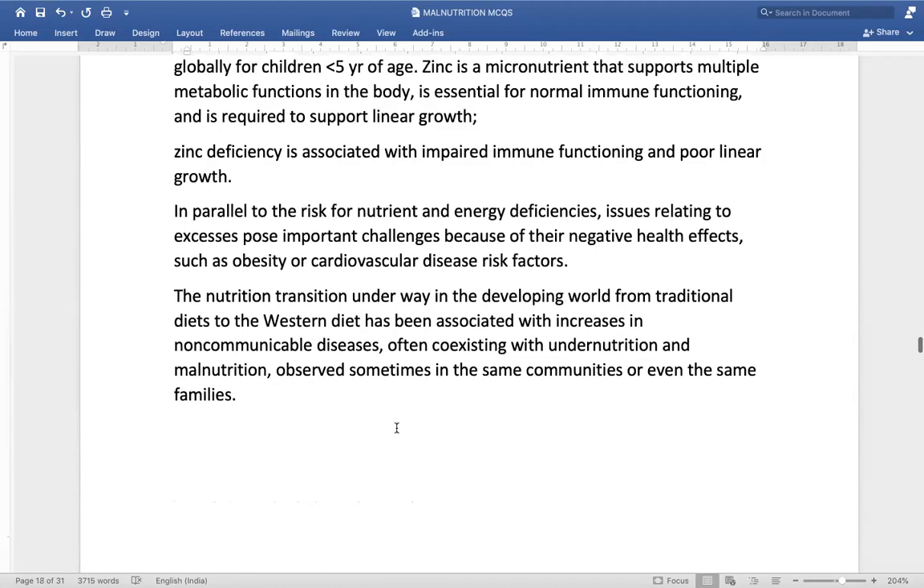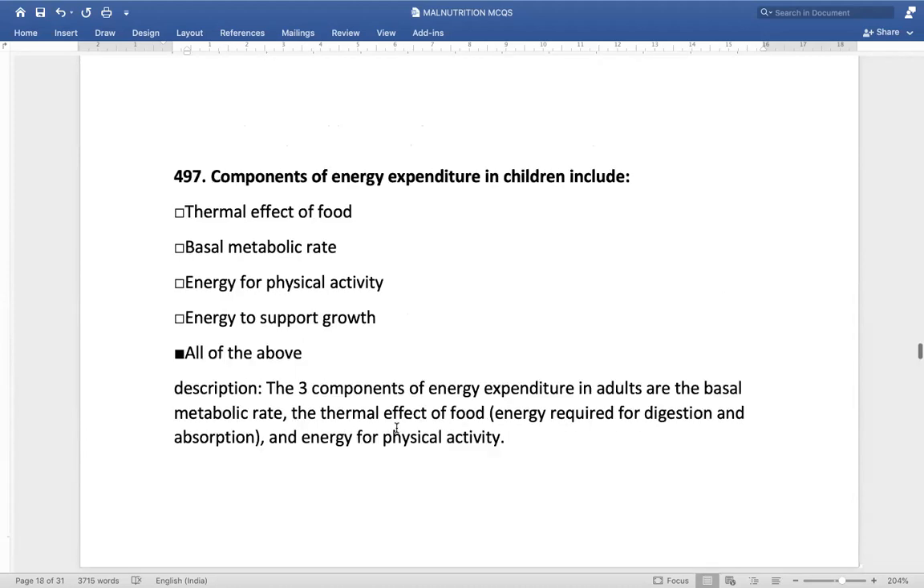So some of the new things which you have to learn are, what are the components of energy expenditure? So how do you calculate energy expenditure in a child? So what are the components of energy expenditure in children, and what are the components of energy expenditure in adults? That's how you will be calculating how much the adult should eat and how many calories are required. So adults have only 3 components. That is basal metabolic rate, the thermal effect of food, and also the energy that is required for physical activity. Thermal effect of food is how much energy is required to digest and absorb whatever food you eat. So these are the 3 components of energy expenditure in an adult.